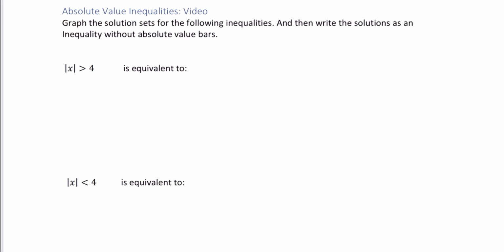Graph the solution sets for the following inequalities, and then write the solution as an inequality without absolute value bars. Recall that the definition of absolute value is distance from zero. So in our first example, we want the distance from zero to be greater than 4.